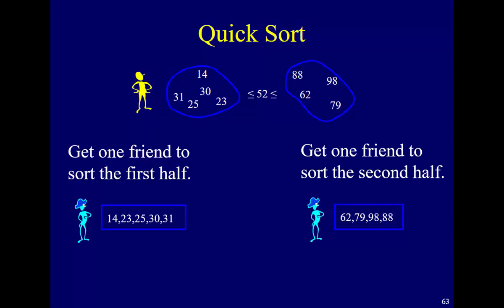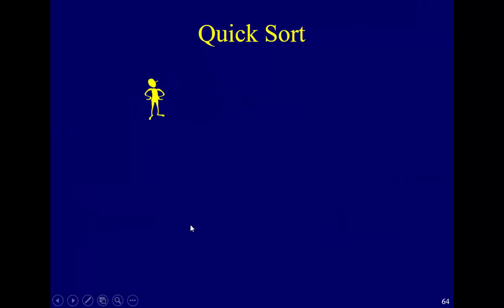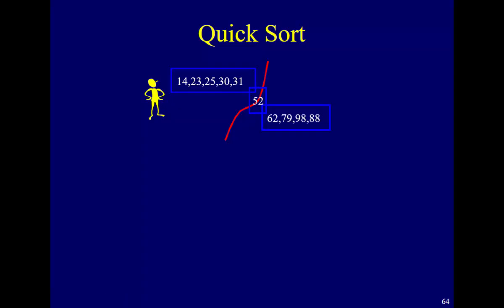All right, so now how do we put the two lists back together? Do we have to merge them? Well, does it look like we have to do anything? No, they're already sorted, right? The guys over here started off being smaller than 52, and they're sorted. So we don't have to do anything to stick them back together. Everybody good with that?